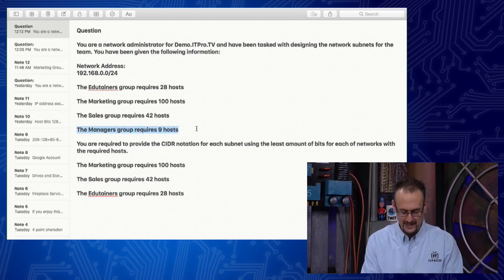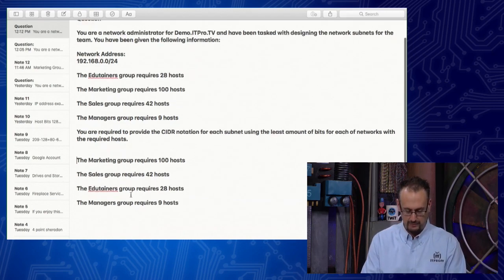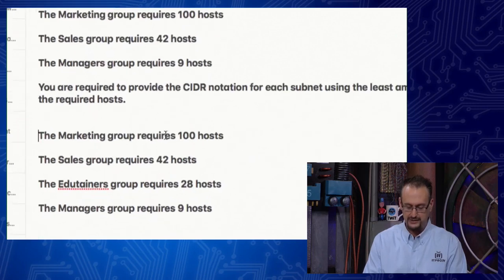And last but not least, managers. Managers aren't going to be consuming a lot of the network hosts that we need here, but we can see this would be the first thing I do, again, arranging these largest to smallest.